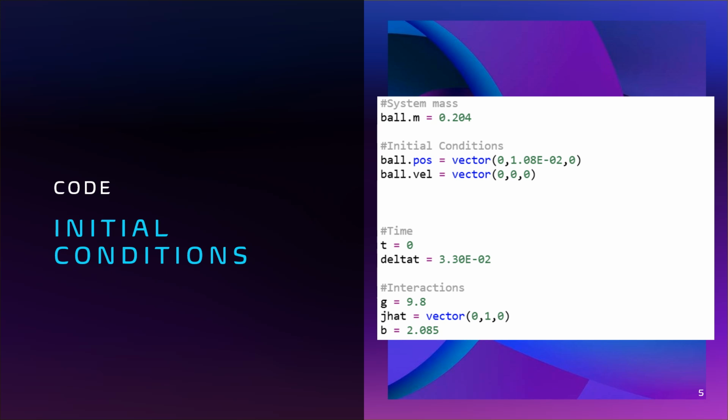So for our initial conditions, we just put in the ball's mass, initial position, and initial velocity, which is 0.000 since it started from rest. Initial time, the change in the time, and then just our acceleration due to gravity, the direction that the Slinky is falling in, and then our drag coefficient.